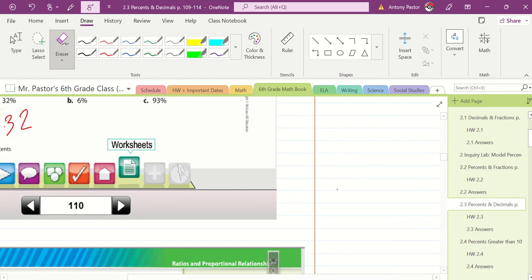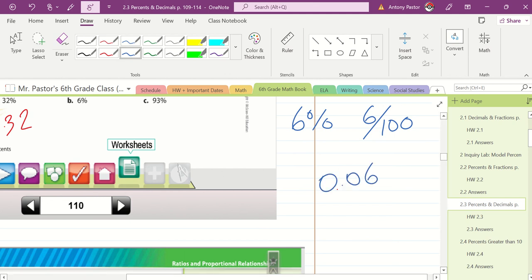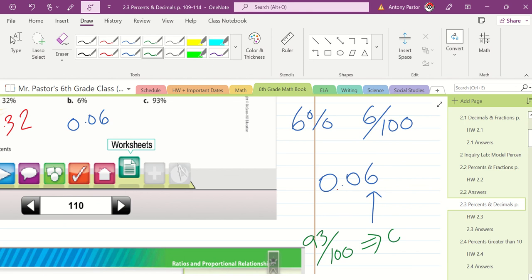6%. Same thing as saying 6 over 100. And we talked about this. When you have a single digit, make sure that it's not 0.6, it's 0.06 because the last number in your percentage needs to be in the hundredth spot. So this would be 0.06. And then C, 93%, same thing as 93 over 100, which would just become 0.93.